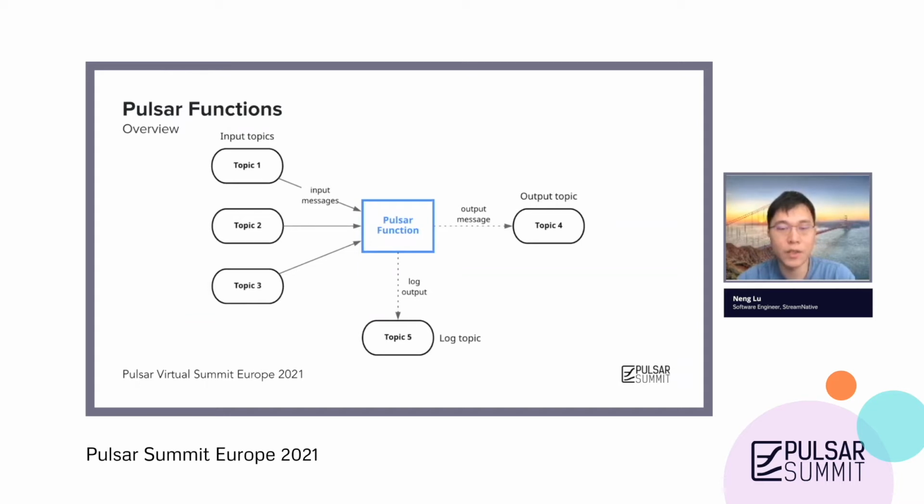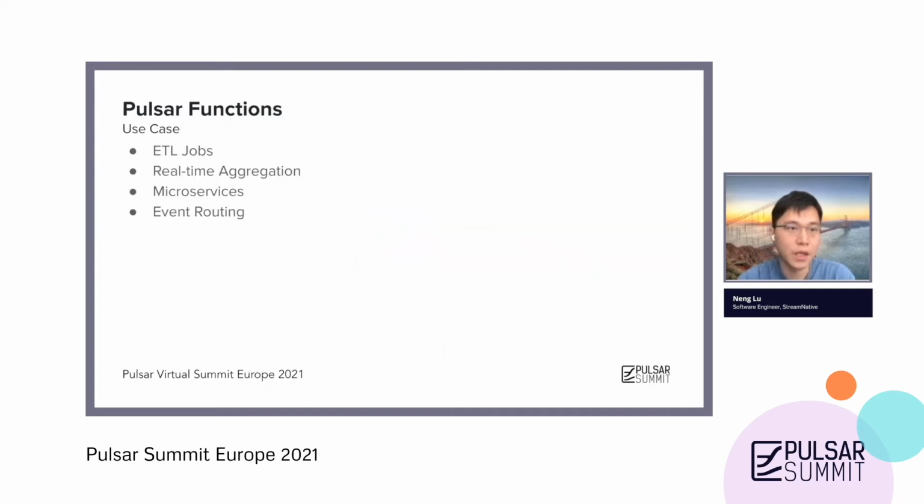The Pulsar Function in the center takes input messages from the input topics on the left, processes them, and then outputs to topic 4 as an output topic. And here's a convenient utility called the log topic. If you want to know what's happening inside the runtime, you can just log that into this log topic for debugging purposes. Some typical use cases for Pulsar Functions include ETL jobs, real-time aggregation, microservices, and event routing.